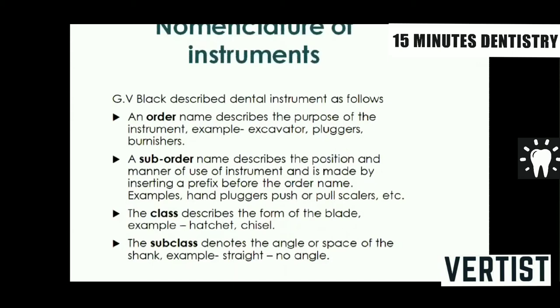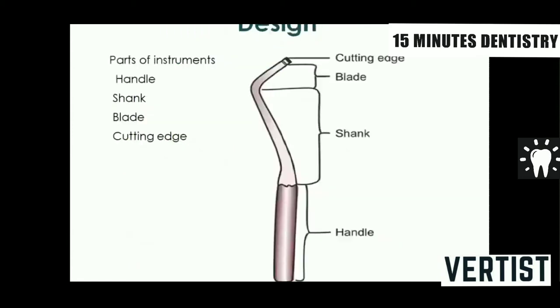The third is the class. It describes the form of the blade. For example, whether it is a cutting instrument, maybe a chisel or a hatchet, or if it is a burnishing instrument, it will be a burnisher like that. And the fourth is the subclass. That denotes the angle or shape of the shank, for example, whether it is straight with no angle or whether there is any angle.